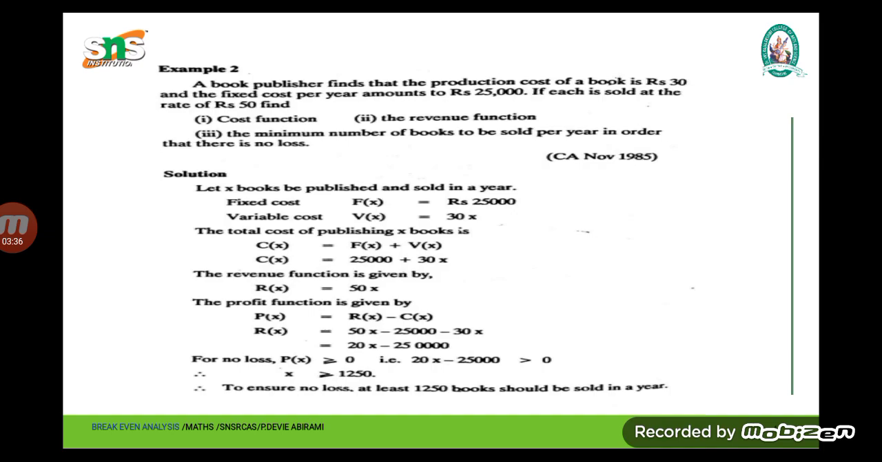Profit function is P of x is equal to R of x minus C of x. So that is 50x minus 25,000 minus 30x. So 50 minus 30 will be 20x minus 25,000. For no loss, I am going to equate this with greater than or equal to 0. So if I equate this with greater than or equal to 0, I will get the value as 1250. To ensure no loss, at least 1250 books should be sold in a year.